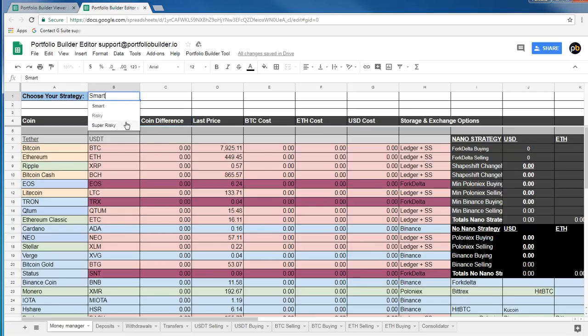When I drop this down to the super risky strategy, it's actually going to take Bitcoin's trading volume and decrease it by 90%. It's going to decrease Ethereum's volume by 75, Bitcoin Cash by 75, and Litecoin by 75. And so thus, more of the money is pushed into these smaller altcoins, which are bigger risk but bigger potential return. And again, super risky.